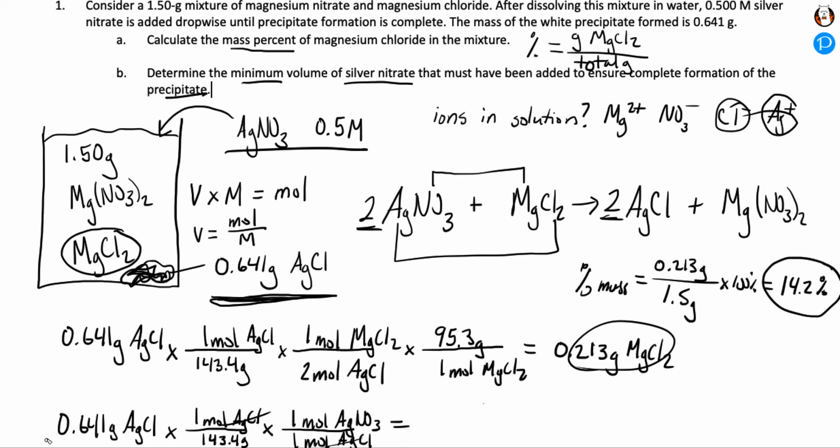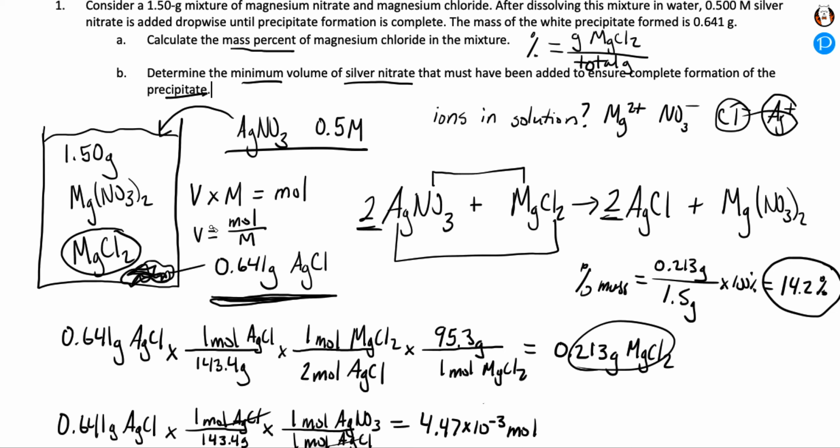What we're really doing is 0.641 divided by 143.4. Let me type that in my calculator real quick. 0.641 divided by 143.4. And we get a kind of small number here, 4.47 times 10 to the negative 3. That's how many moles of the silver nitrate.